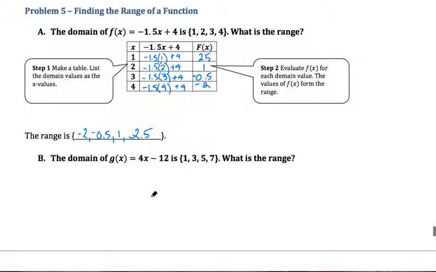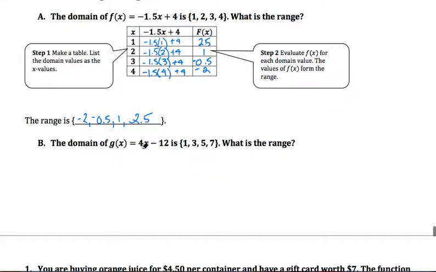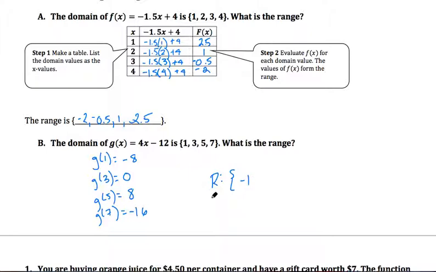Okay, another example. The domain of g of x, when g of x is equal to 4x minus 12, is 1, 3, 5, 7. What's the range? We can do g of 1, g of 3, g of 5, and g of 7. Here you can see we are storing the information in these parentheses. These are going to be the inputs, and on the other side we're going to put the outputs. When we plug in 1, we get negative 8. We plug in 3, we get 0, because 4 times 3 is 12, minus 12 is 0. We plug in 5, we get 8, and we plug in 7, that'll give us 16. So we can say that the range here is negative 8, 0, 8, 16.